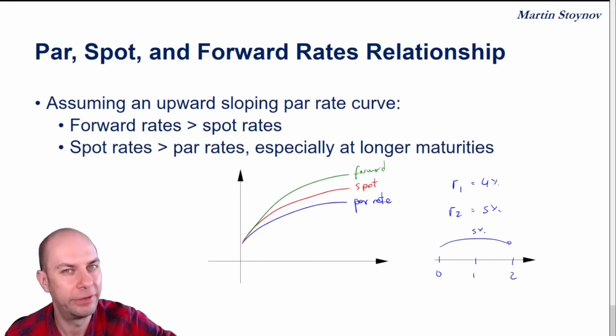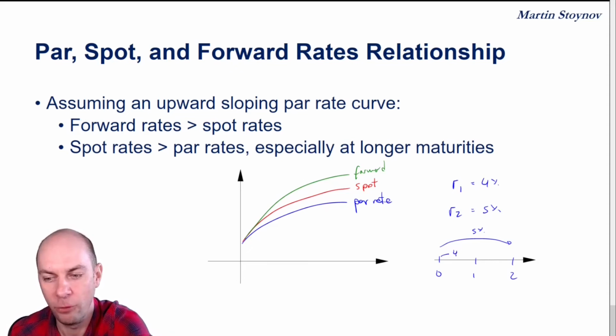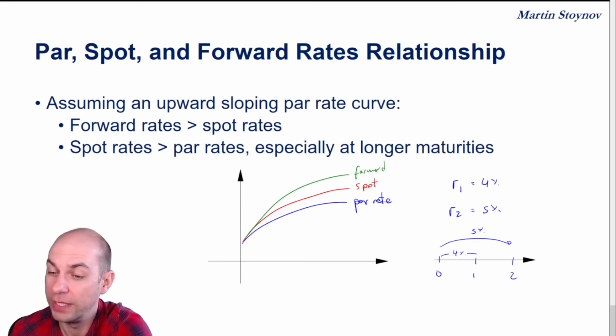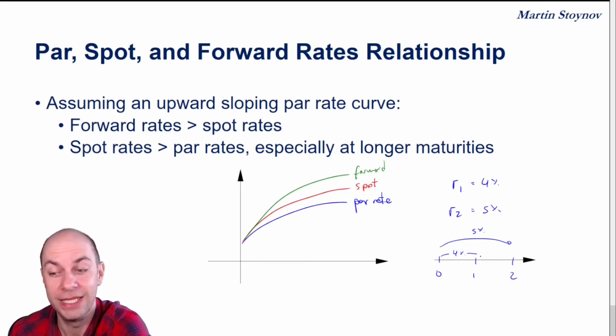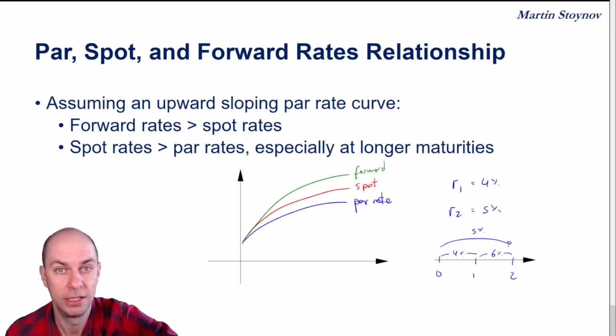But that's an average, my friends. That's an average. So if I actually look at the individual rates, I only made 4% in year 1. So how am I able to average 5% over 2 years? The only way I can do this is if the rate that I earned in the second year is actually higher. In this case, that'll be 6% because the average of 4 and 6 is 5.